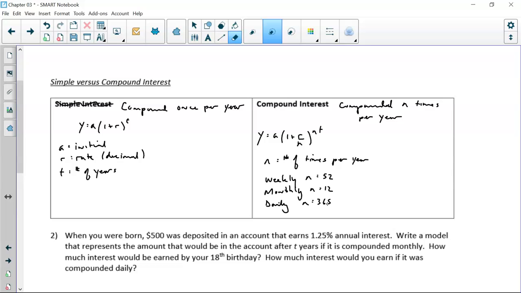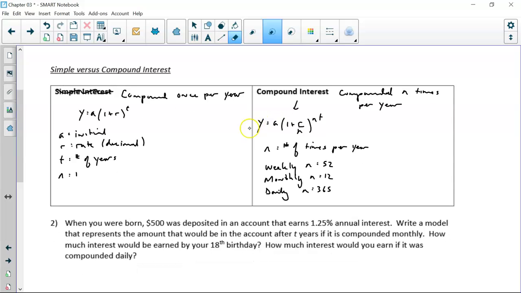Now, when we're just compounding once per year, n is just 1. That's why they're the same equation. You could use this for all of them, except n is 1. So you'd just be dividing by 1, which doesn't change anything for the r, and you'd be multiplying the t by 1, which doesn't change anything.